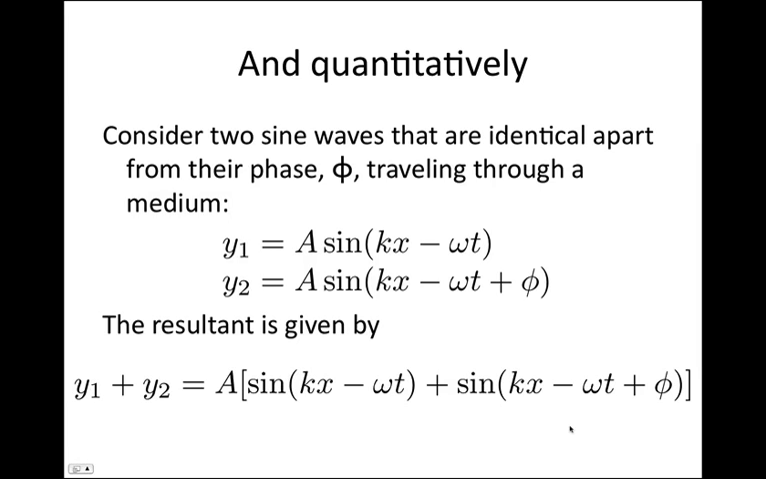So quantitatively, let's consider two sine waves that are identical apart from their phase travelling through a medium. So our first wave has the equation a sin(kx − ωt), and then our second one, which is identical, a sin(kx − ωt + φ), and it's only different by this phase here, φ. So to find out the resultant, we just need to add these two together. So we do y1 plus y2. We can pull this amplitude a out as a common factor, and then we have to add together these sine functions.